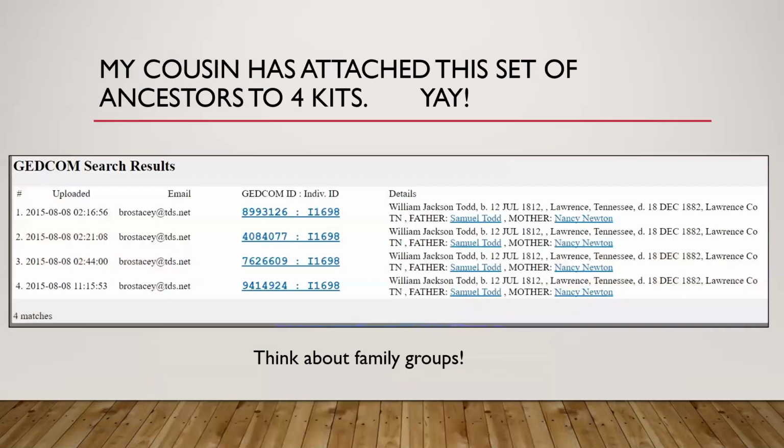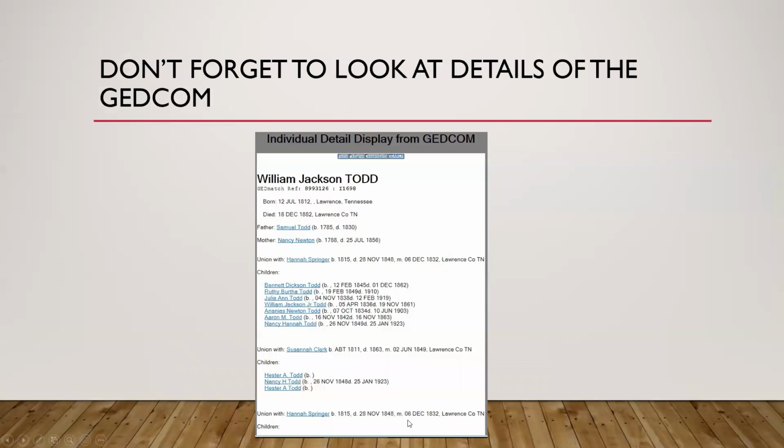When I click search, what I find is that there are 4 different kits attached to those names. They've all been uploaded by one person, one of my cousins. You can see that they have this data in the tree, and if you want to look at the GEDCOM, you can. This is sort of what the screen looks like. Again, it might look a little bit different now than it did before.